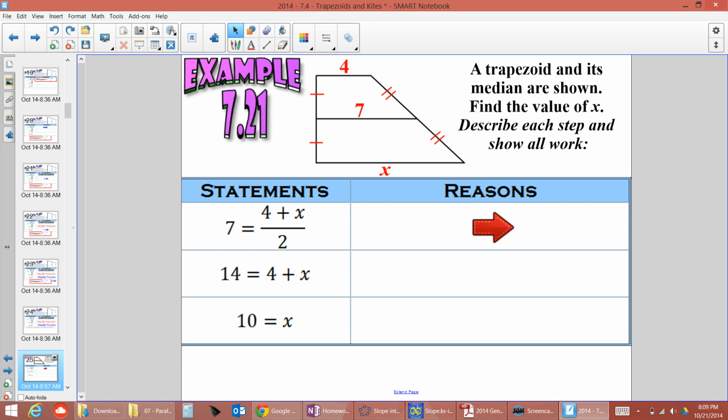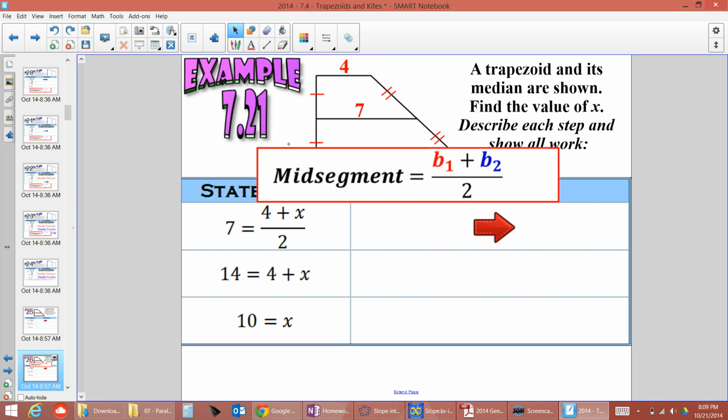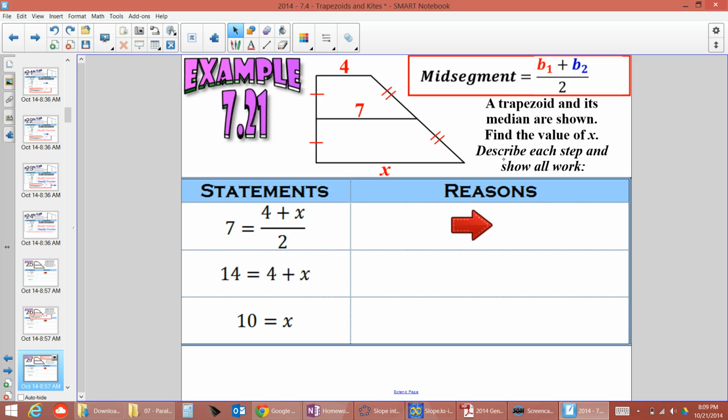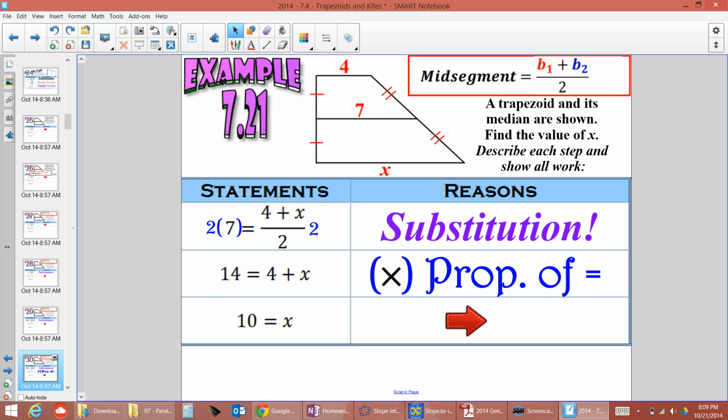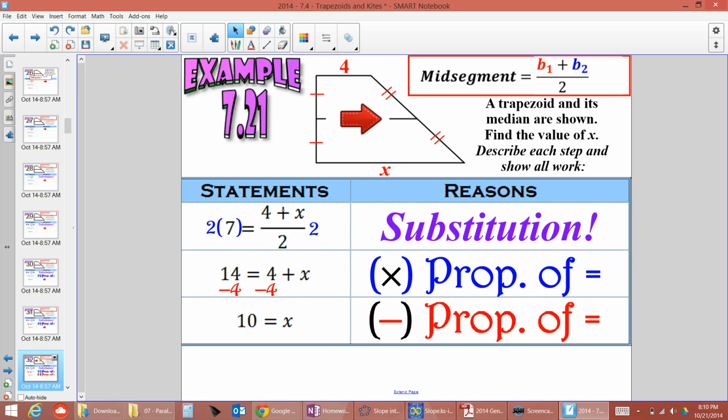Now, if it's non-isosceles, it doesn't matter. The property still applies. Here we have the mid-segment, because this is the midpoint. You can see it cuts each leg in half. Either way, it's still going to be parallel, and it's still going to follow this method. So I take the mid-segment formula. The mid-segment, I know it. It's 7. But what I don't know is what base 2 is. So I substitute: 7 goes in for the mid-segment, 4 for base 1, x for base 2, and now I get to solve. I multiply both sides by 2 to get rid of the fraction. I subtract 4 from both sides, and I get x equals 10.